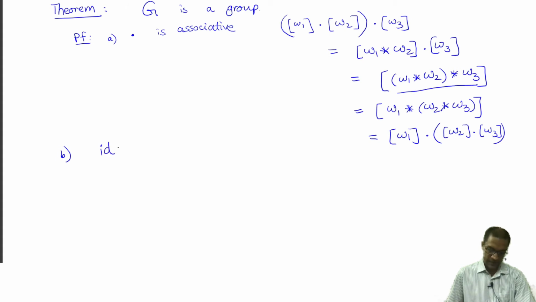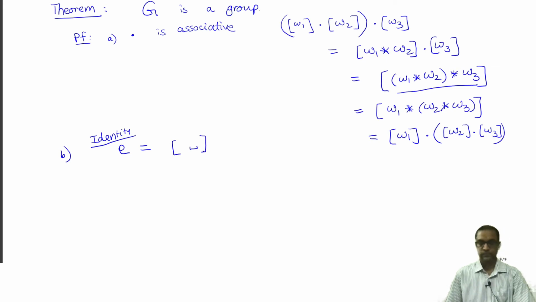What should the identity element be? Well, let's call it E, the identity element of this group G. I claim it's nothing but the equivalence class of the empty word. That is the empty word in words of S hat. The equivalence class of the empty word, by the way, has lots and lots of words, remember?